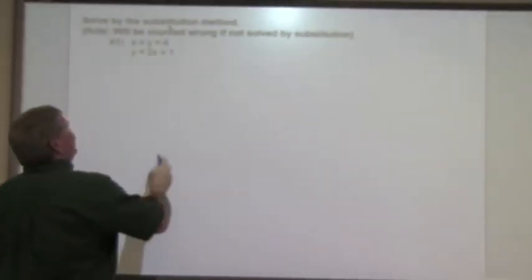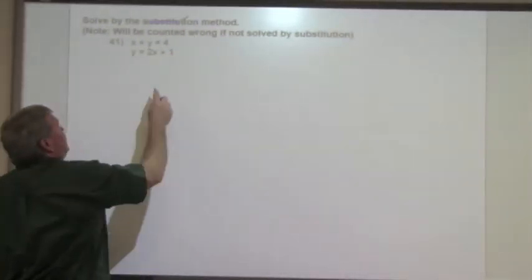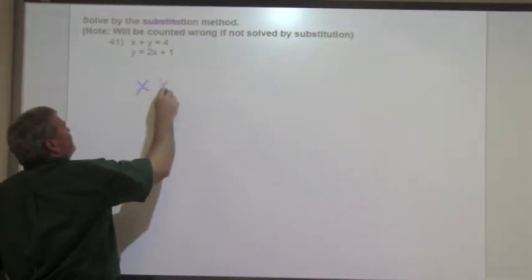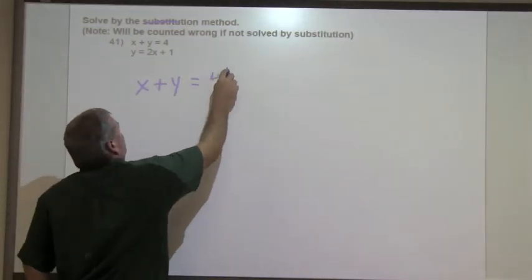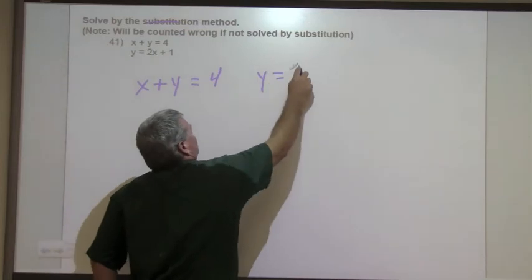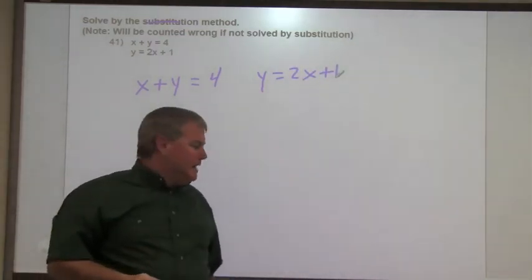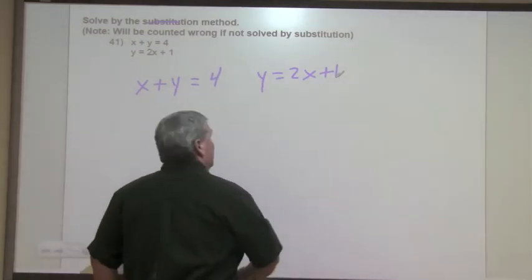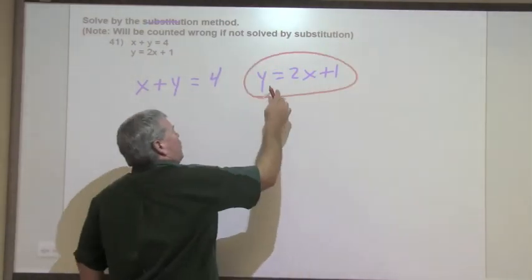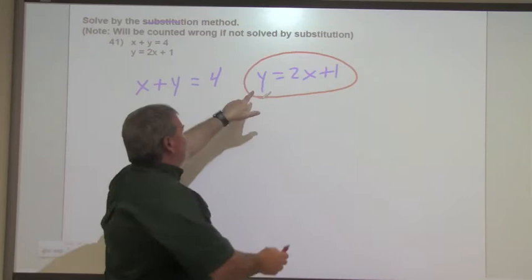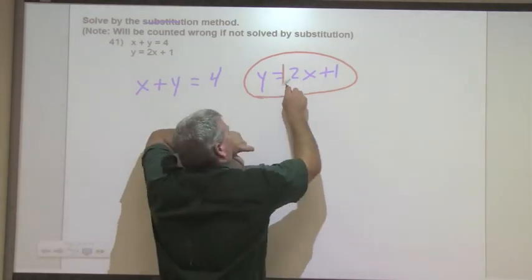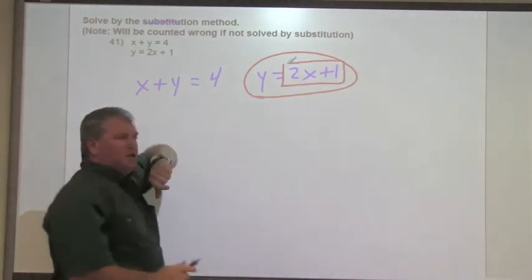On number 41 now. Solve by substitution. And what that means by substitution is we've got x plus y equals 4 and y equals 2x plus 1. Now the only time I would use substitution is if I was given an equation like this where I have one of the equations solved for one of the variables. Like here, you got y equals 2x plus 1.